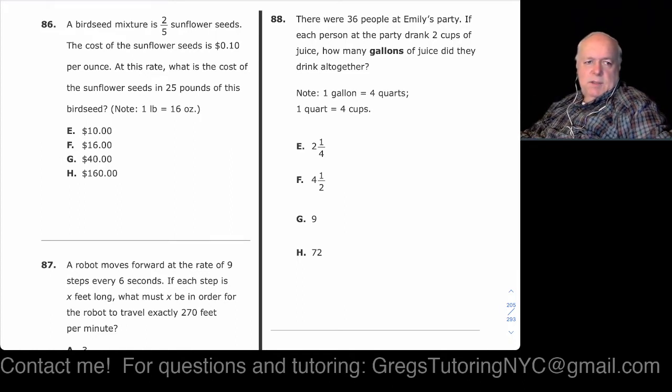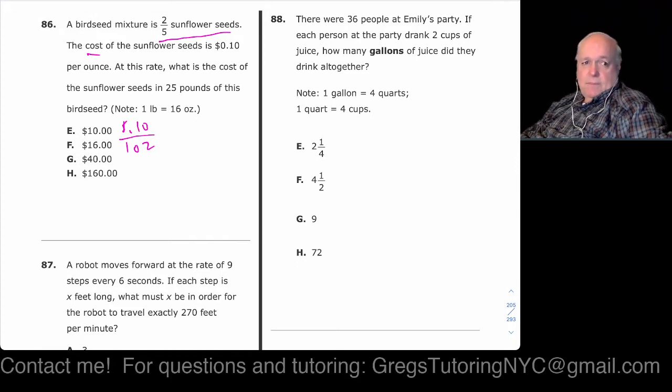So it says birdseed mixture is 2/5 sunflower seeds. So that means it's 3/5 something else. We don't know if they're going to tell us what that other thing is yet. The cost of the sunflower seeds is 10 cents per ounce. That's a rate. Okay, it's 10 cents per 1 ounce. I always like to put that unit down, because when I cancel units, I don't want to be left with nothing at a denominator or a numerator.